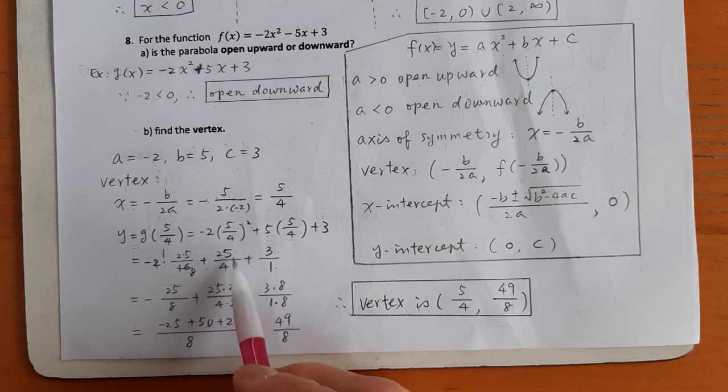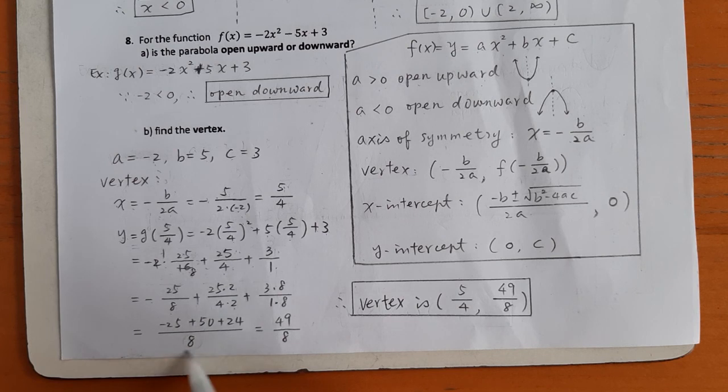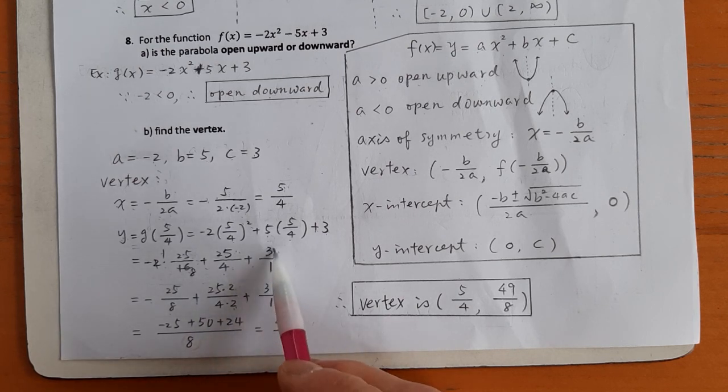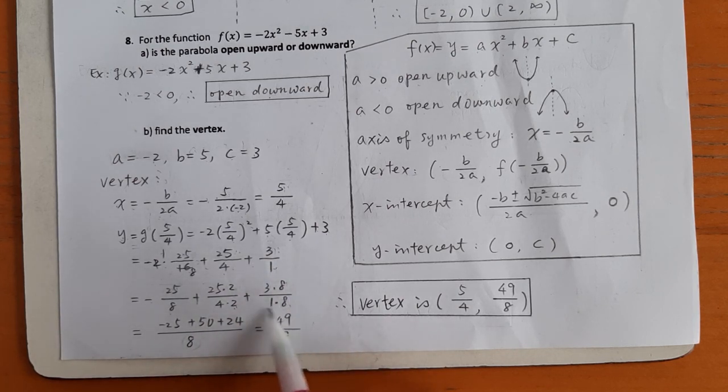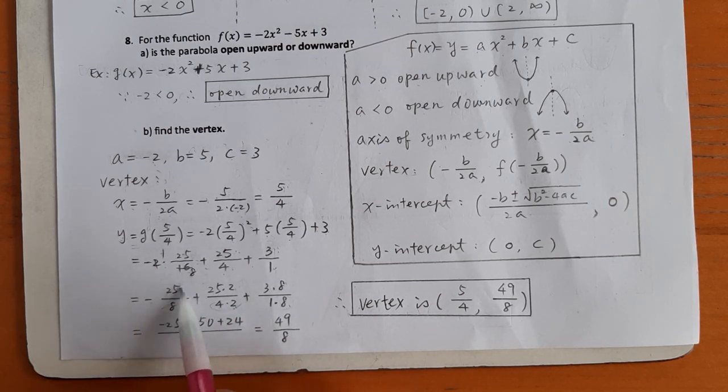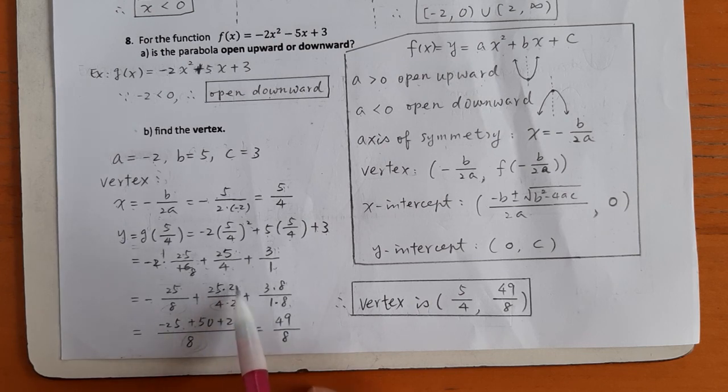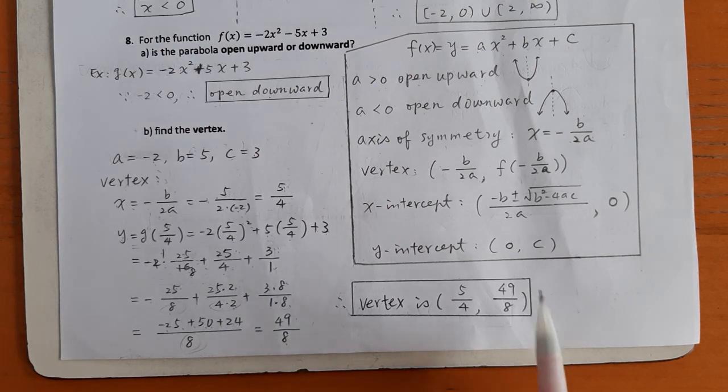Times 2 on both sides, and get the denominator 8. Times 8 on both sides to get denominator 8, so the LCD is 8. Numerator: -25, add 25 times 2 is 50, plus 3 times 8 is 24. Those add together to 49 over 8. Then you write down the vertex. The x coordinate is 5 over 4. The y coordinate is 49 over 8. That's the vertex.